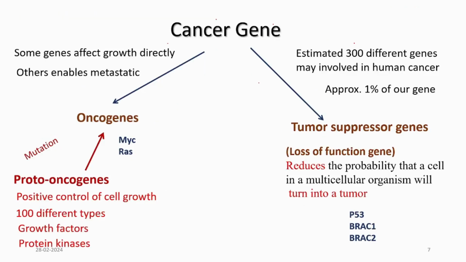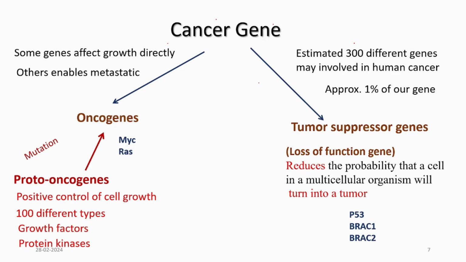The gene which is responsible to induce cancer is termed a cancer gene, and it affects the growth of the cancer directly, and some of the genes are involved in enabling metastasis also. An estimate of 300 different genes are involved in human cancer, and that constitutes 1% of our total genome. The two categories of cancer gene are the oncogene and the tumor suppressor gene.